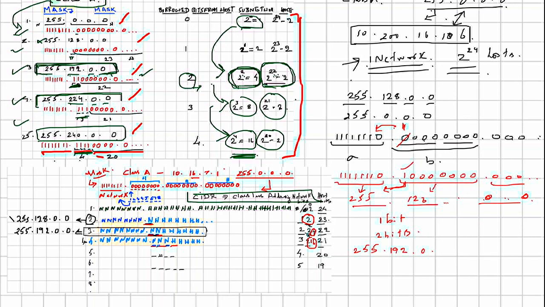With 255.192.0.0, I will take an example here, 255.192.0.0. Sorry, I will write it again.